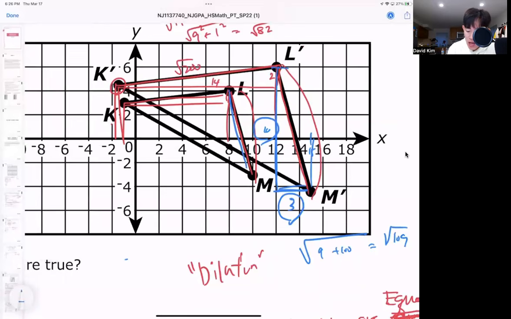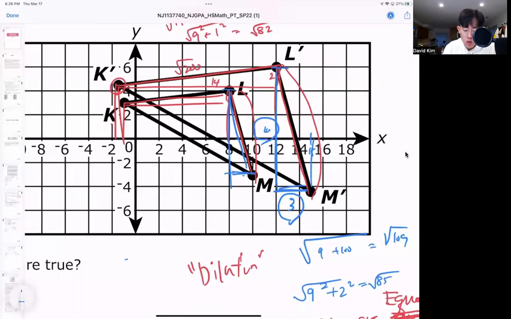Now, when you take a look at LM, you do the same thing. You draw yourself this really nice right triangle. It's at 4, then it goes down to -3. So it's going to be 9 squared. And this is from 8 to 10, which should be 2, I believe. So plus 2 squared, and you square root that. That's 81 plus 4, that's 85, and you have to square root that here.